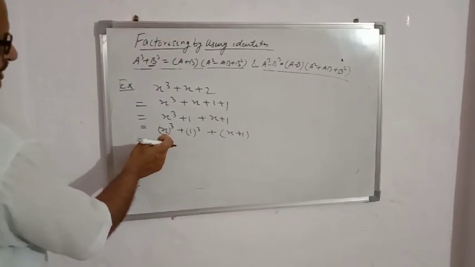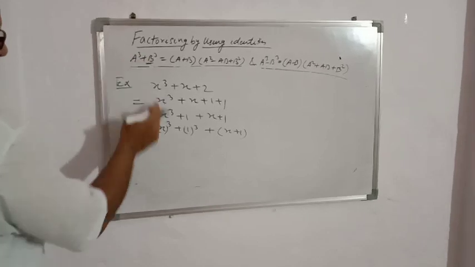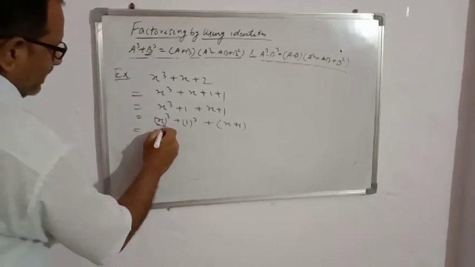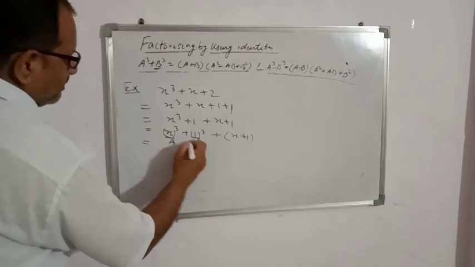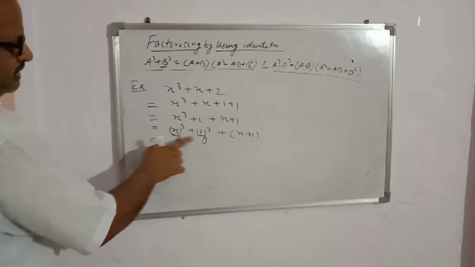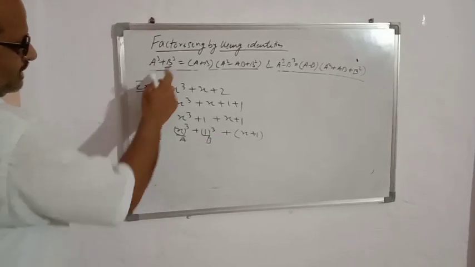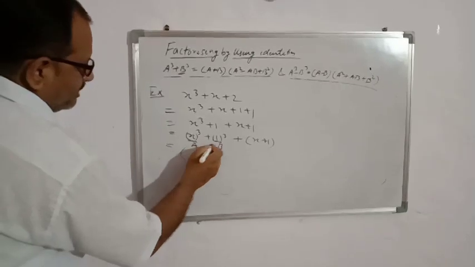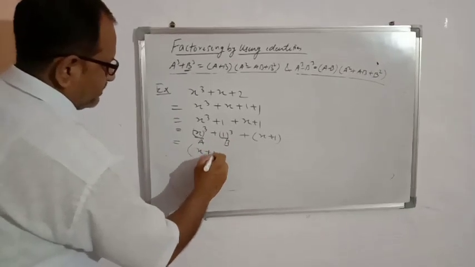In the first pair, we can apply the a cube plus b cube identity. x cube plus 1 cube is there. What is a? a is x. What is b? b is 1. So in the first two terms we can apply the identity a cube plus b cube. What is the identity? a plus b, which means x plus 1.